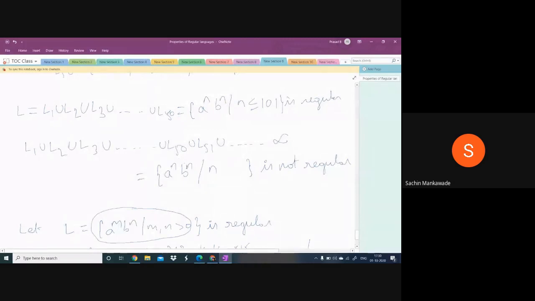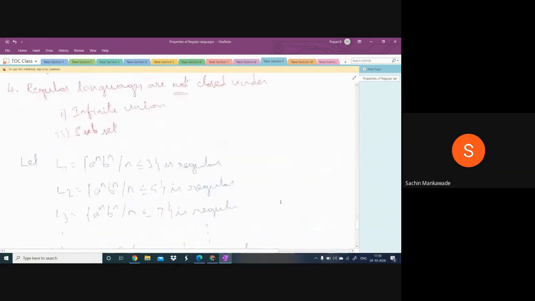Do you say that a power n, b power n, n less than or equal to infinite? No, n less than or equal to infinite is meaningless. It will be a power n, b power n, n greater than or equal to 0. Here, L1 is regular, L2 regular, L3 regular, L51 regular, L52 regular, L1000 regular, L1 lakh regular, L1 crore is regular. Whereas all of their union, that is a power n, b power n, is not regular. Even though every language is regular, their infinite union, a power n, b power n, is not regular.